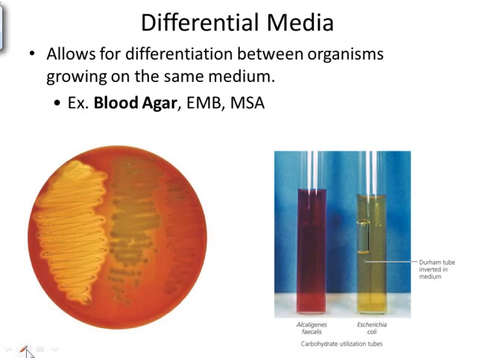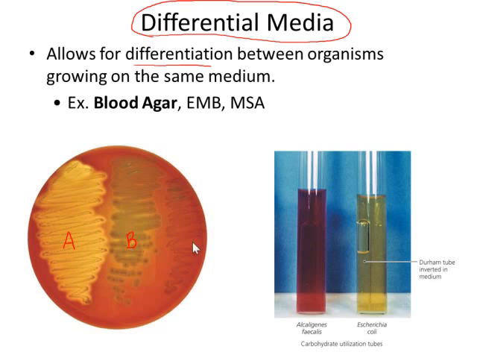Let me just introduce the concept of differential media. What happens when more than one type of organism can grow? How can I identify them? Well, I can differentiate them using this special type of media. Here's a great example. I have 3 different streptococci organisms on here. I have A, B, and C. Now they all grew, so this plate supports growth of strep. These 3 types of strep look very different from one another on this blood agar plate.